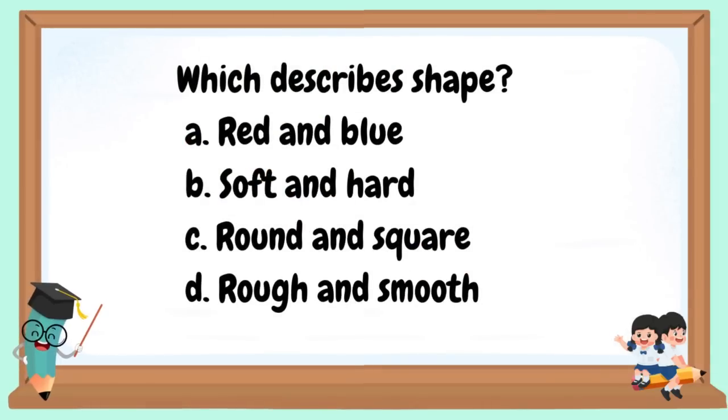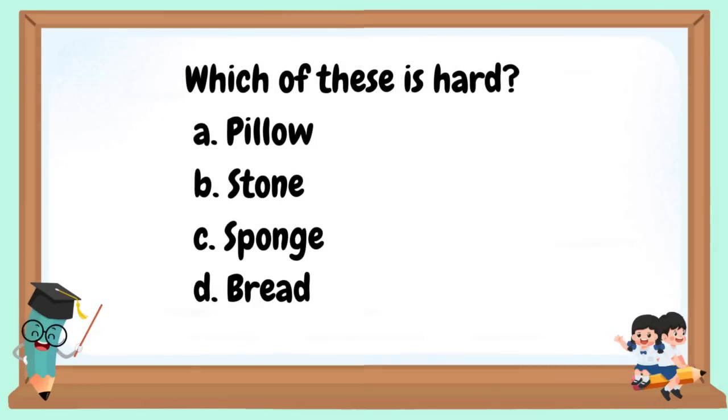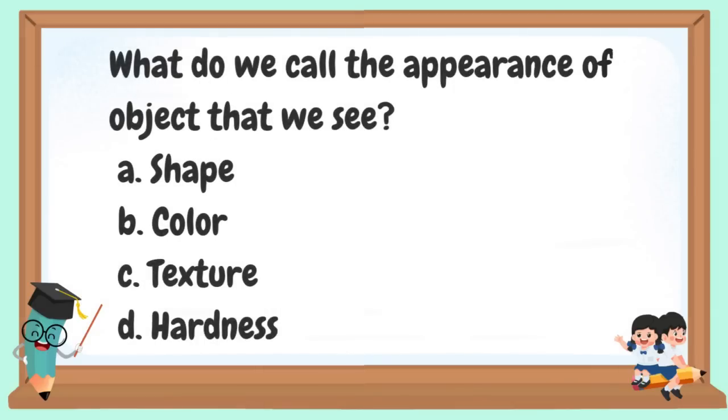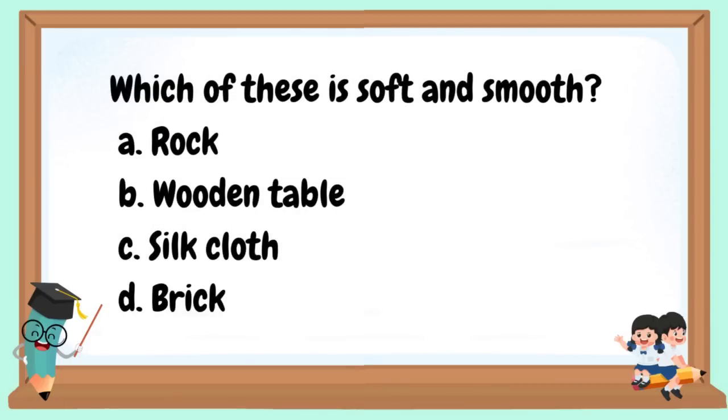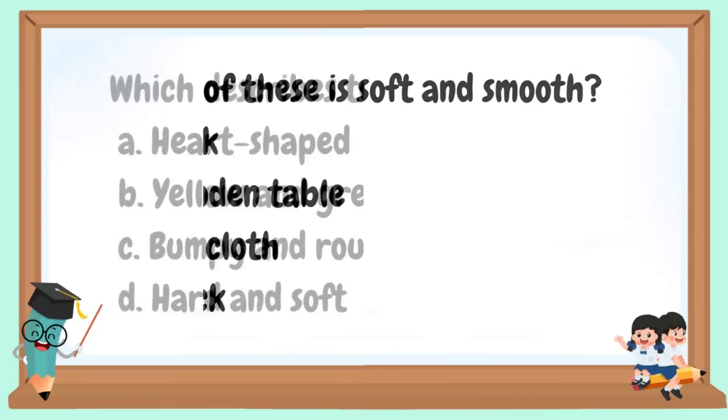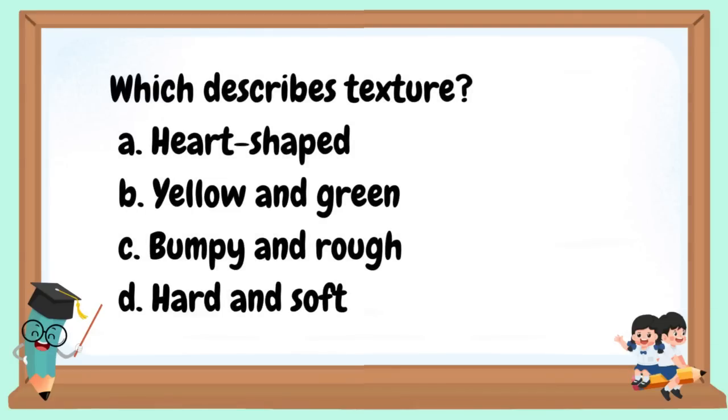Which describes shape? Which of these is hard? What do we call the appearance of an object that we see? Which of these is soft and smooth? Which describes texture?